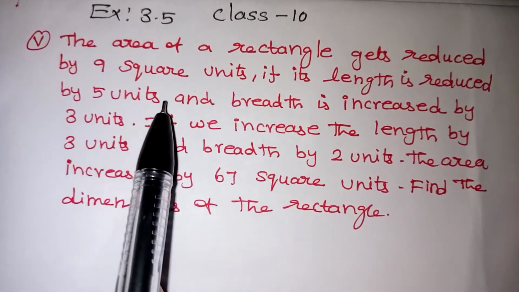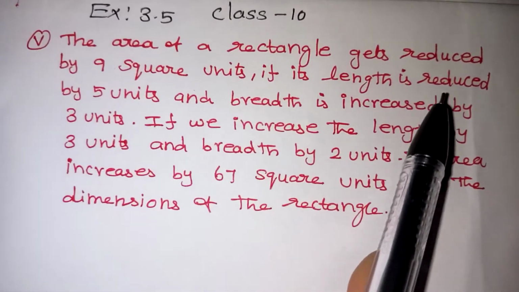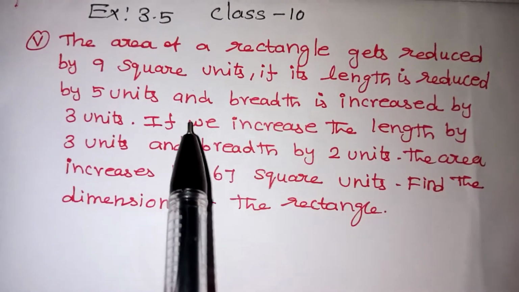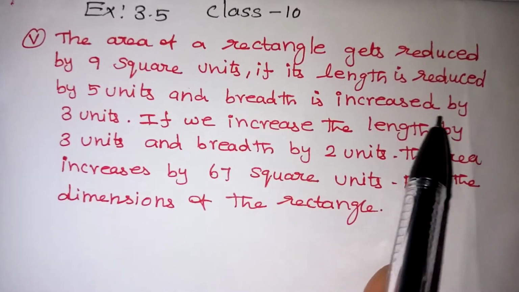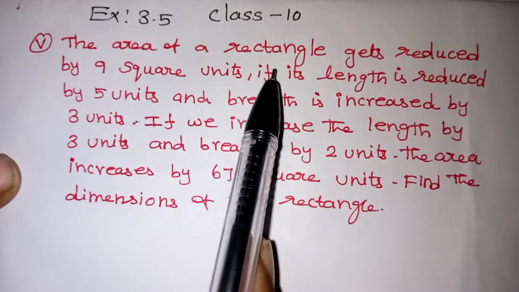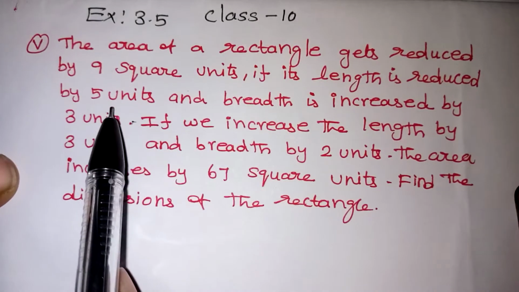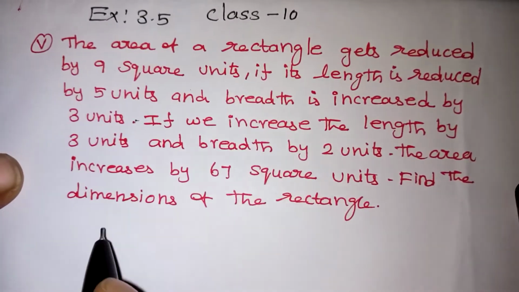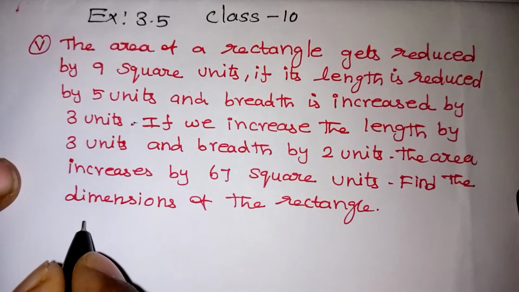The area of the rectangle gets reduced by 9 square units if its length is reduced by 5 and the breadth is increased by 3 units. That is the first condition given. The area of the rectangle gets reduced by 9. So the question is talking about the area of the rectangle, so basically we must write the formula for the area of the rectangle.